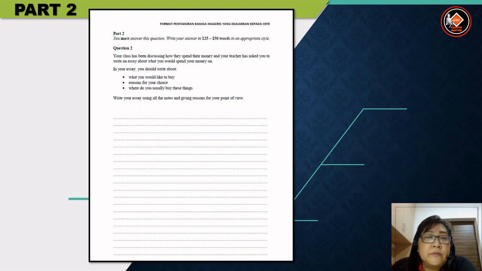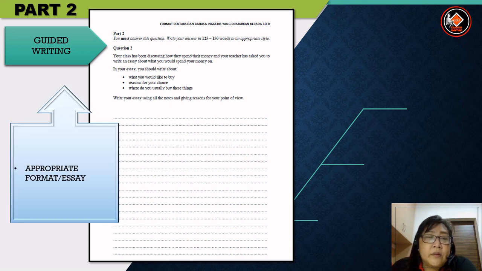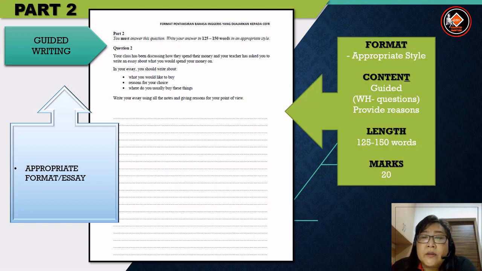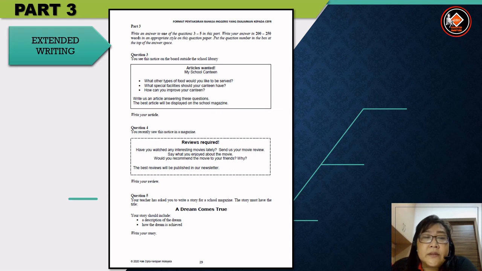Then we have part 2. Part 2 is called guided writing. You have to use appropriate format. It is an essay. Again, the content is guided where you have WH questions and then you have to provide reasons. The length is about 125 to 150 words. Again, marks 20.